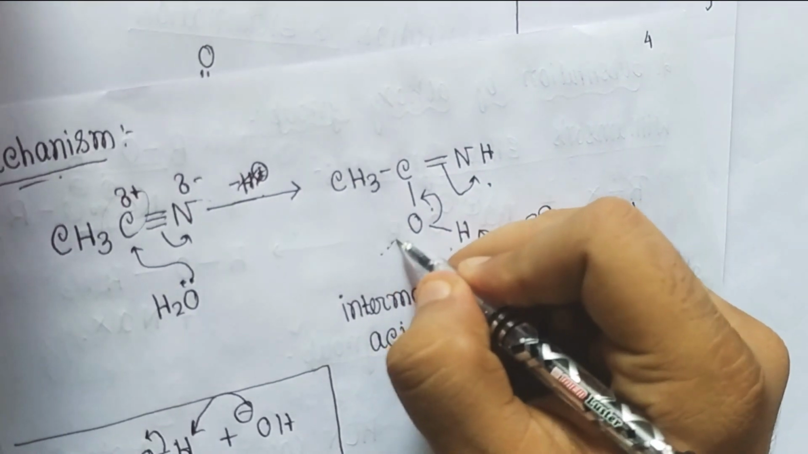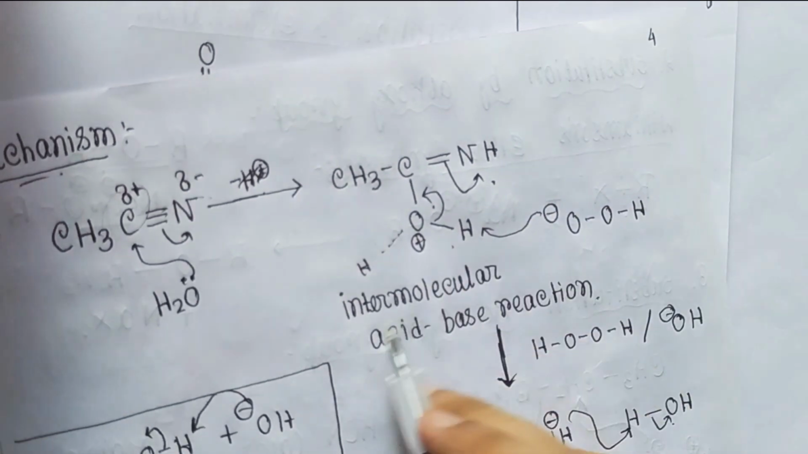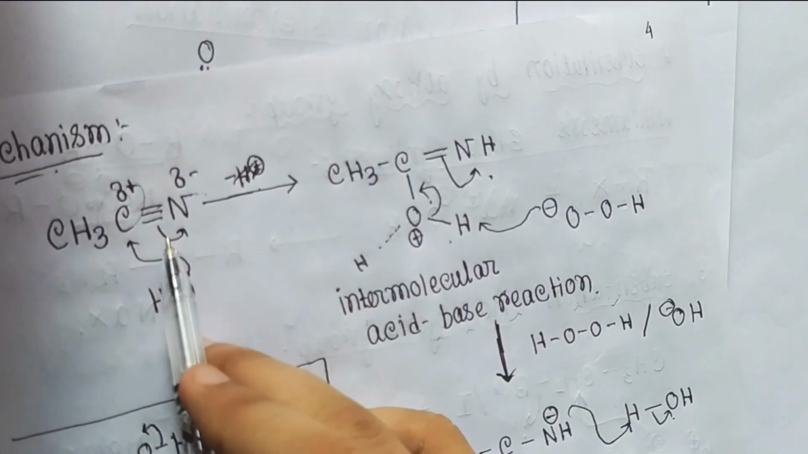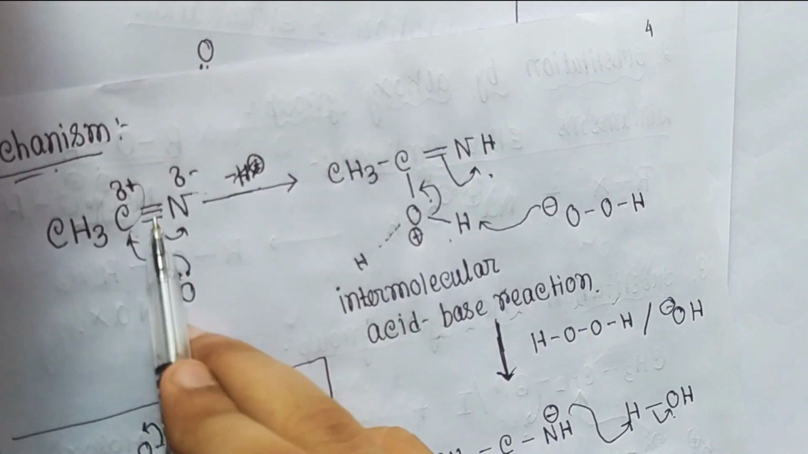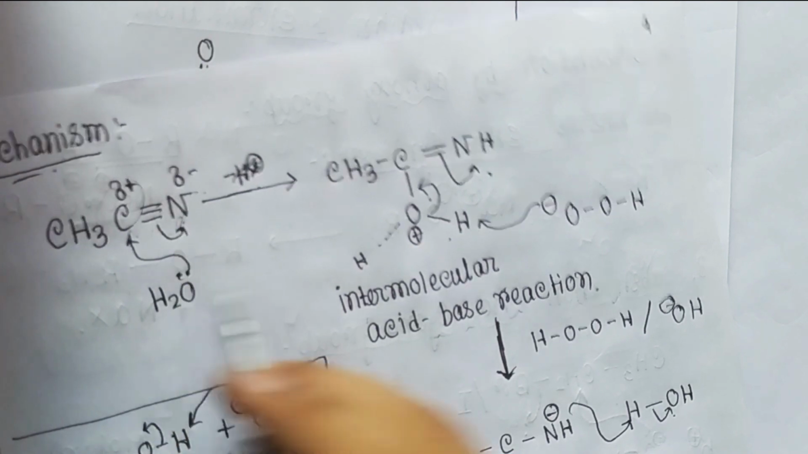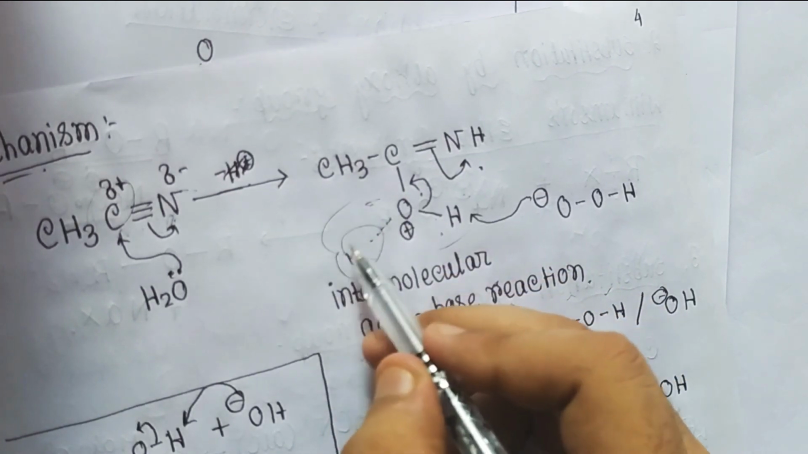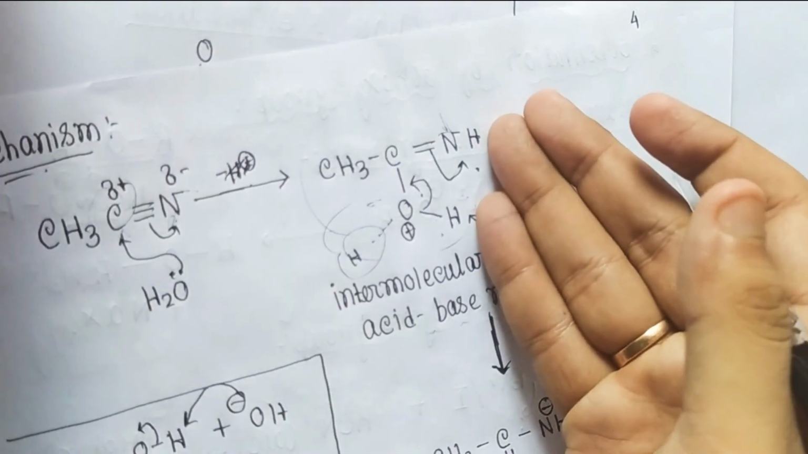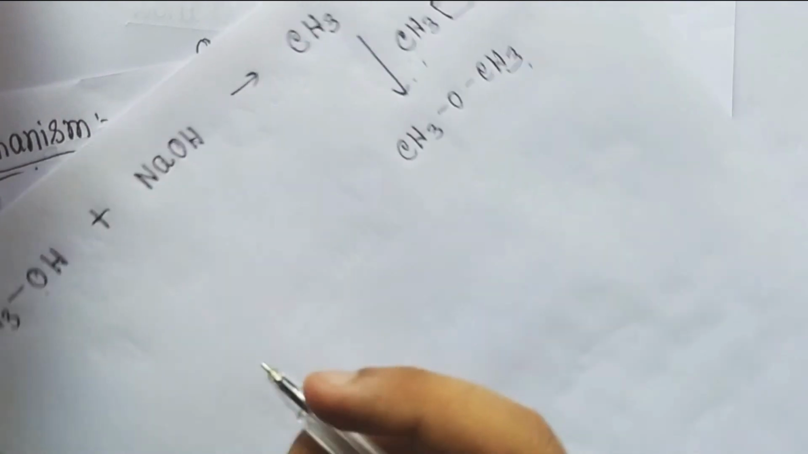So first we would get this OH2 plus, and after that an intermolecular acid-base reaction would happen. You can see we would get something like this. After this attack, the minus charge would be on the nitrogen, the oxygen would give us this product, and this hydrogen would then get abstracted by this nitrogen minus. I'm showing you the mechanism.